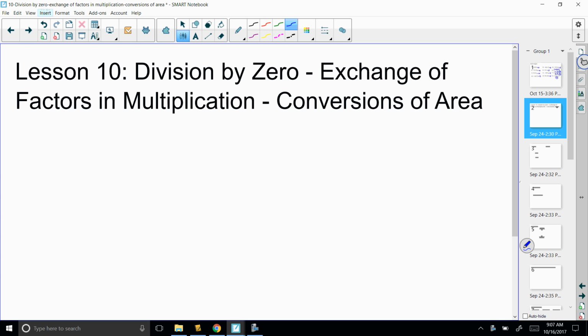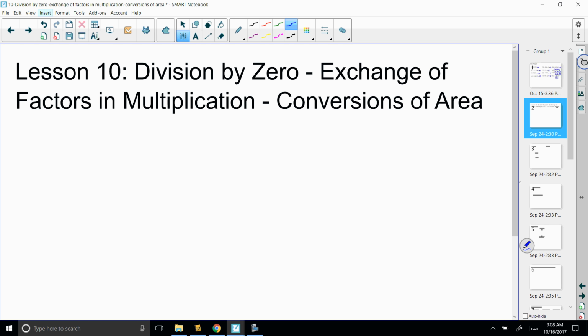So the three things we want to cover. We want to talk about division by zero, what happens. There's two different things that can happen. We can divide a number by zero, or we can have zero divided by zero. Those lead us to two different things. So we want to talk about each one of those.